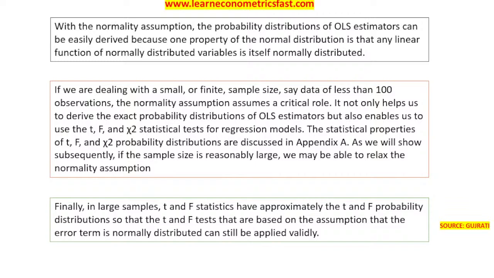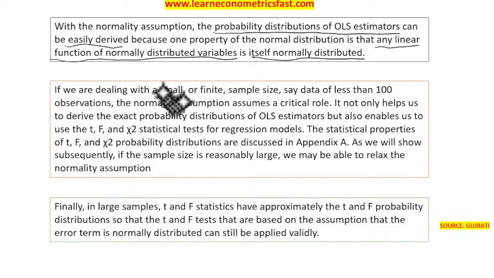Next, with this normality assumption, the probability distributions of OLS estimators can be easily derived. So when you assume the normal distribution for the error term, then we can derive the probability distribution of OLS estimators easily, because we know that any linear function of normally distributed variables is itself normally distributed, and that is making our job easy.